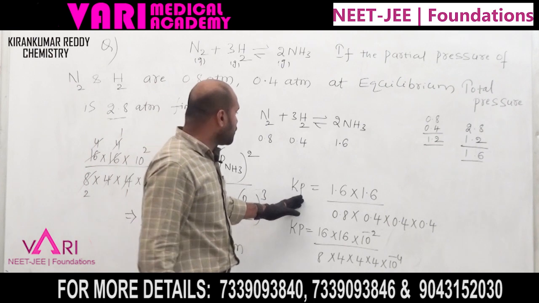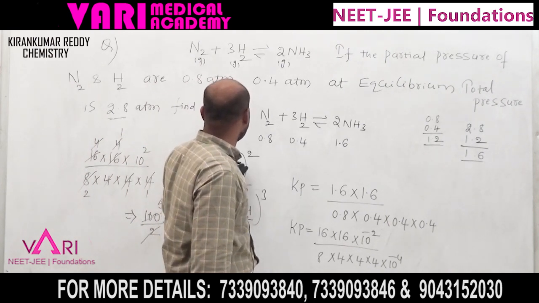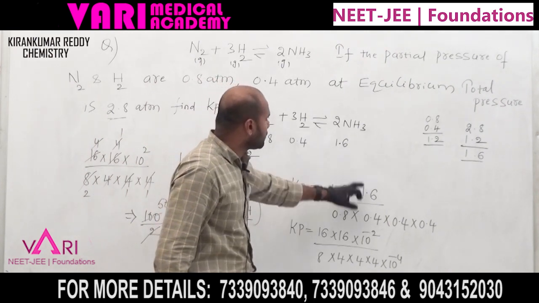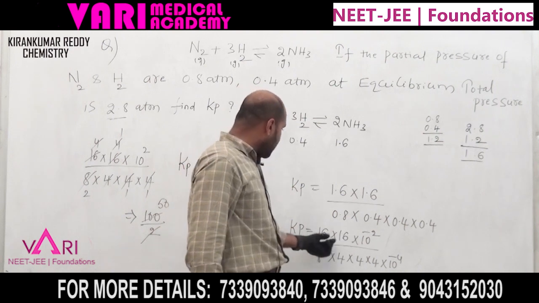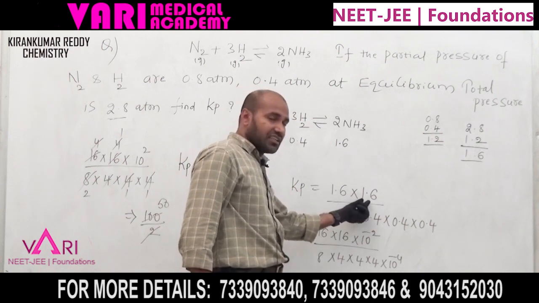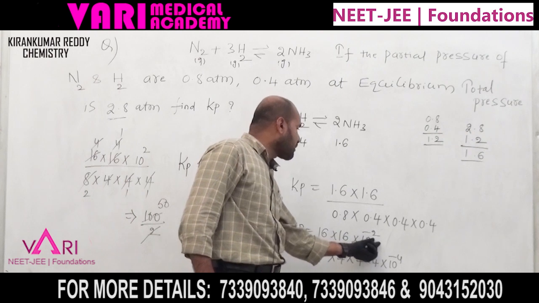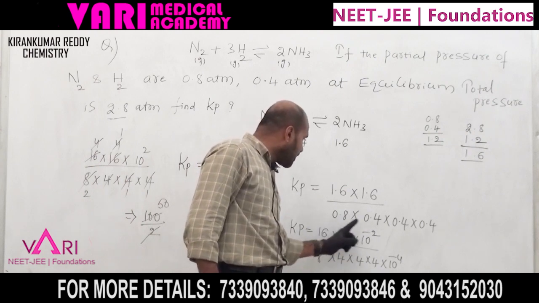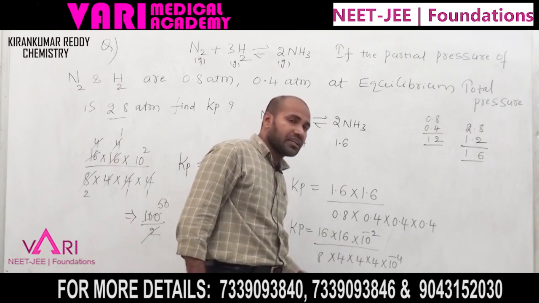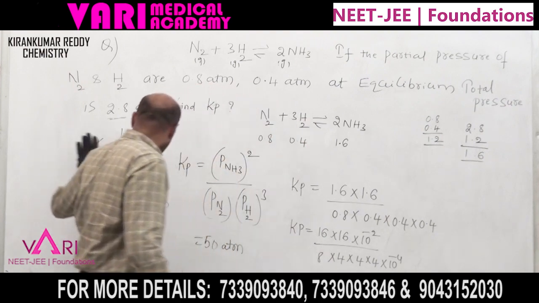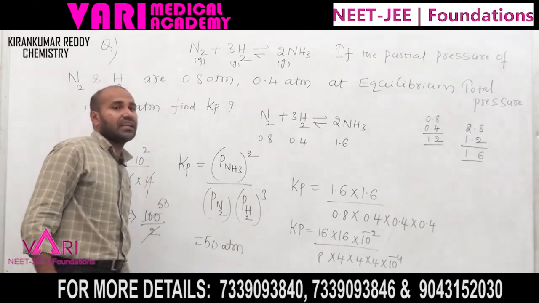Now Kp equals NH3 to the power 2, that means 1.6 into 1.6. Now I am writing 16 into 16 as 10 to the power minus 2. Here, how many decimal places? 1, 2, 3, 4, so 10 to the power minus 4. We can calculate like this. The answer is 50 atm.